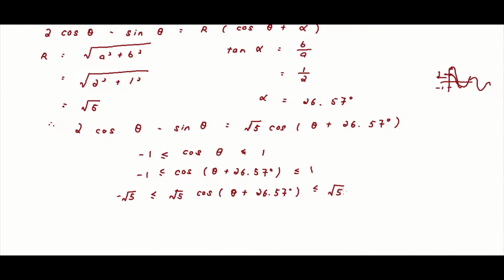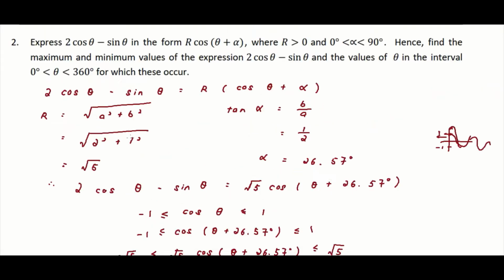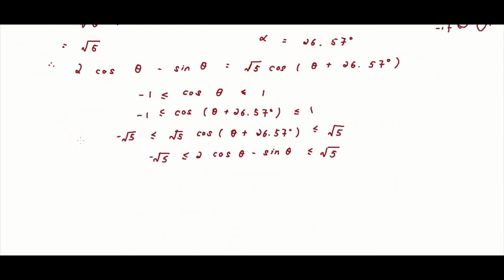Okay, so just now we already said that this function and this function are the same, right? So that's why 2 cos theta minus sine theta is also in between negative square root 5 and square root 5. Okay, so the question wants our answer to be in maximum and minimum, so you can try to state it up. All right, so the maximum value will be equal to square root 5, and then your minimum will be equal to negative square root 5. Okay, then this is not the end yet.